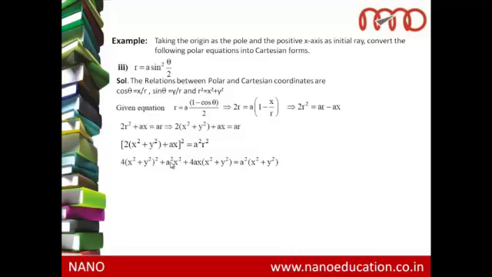Now you can see ax square here and ax square here getting cancelled. And similarly, simplifying the other things, we have the equation to be 4 into x square plus y square into x square plus y square plus ax is equal to a square y square.